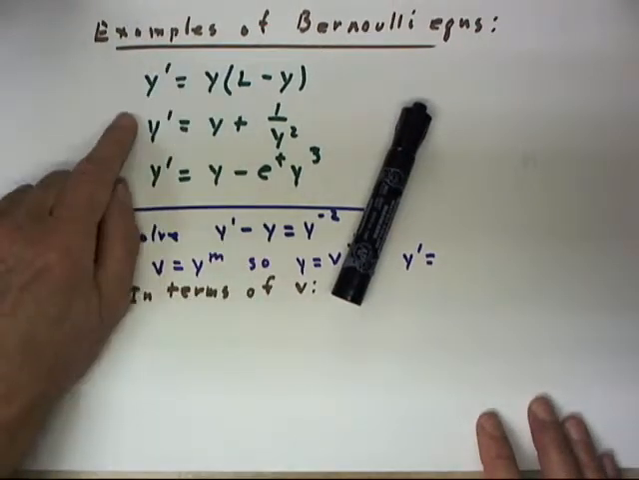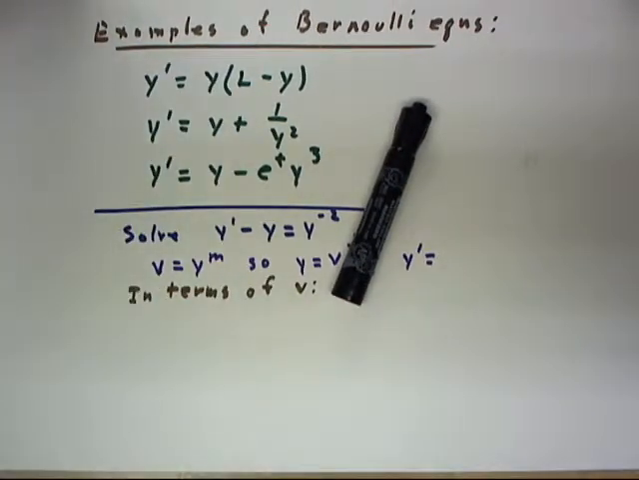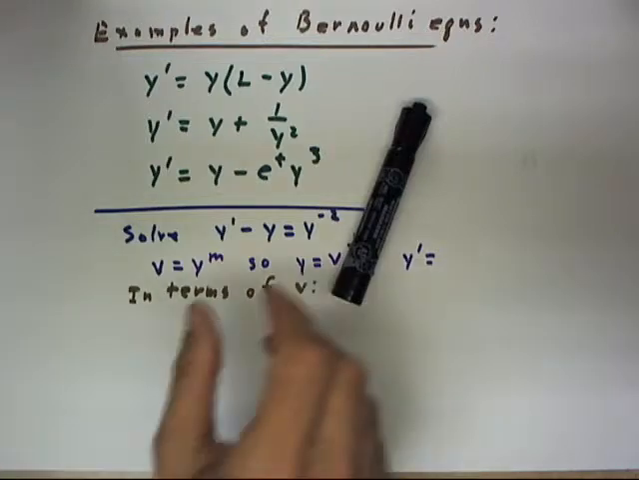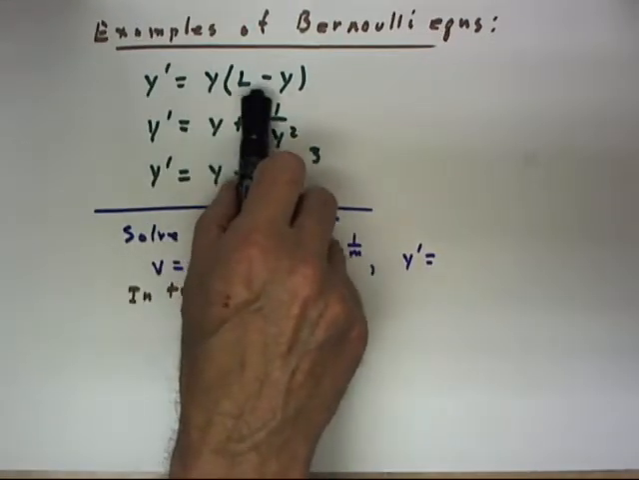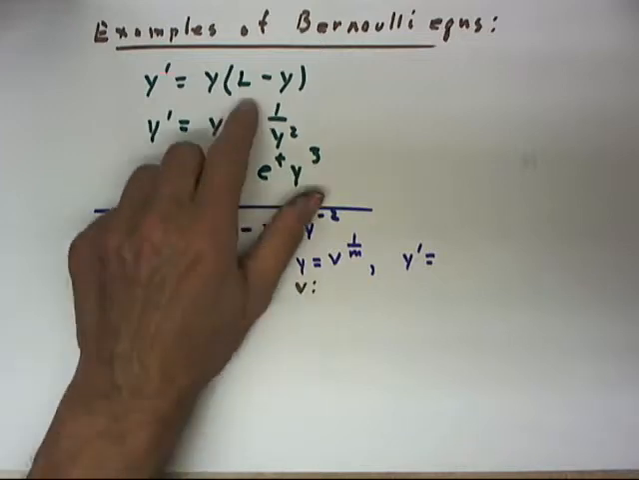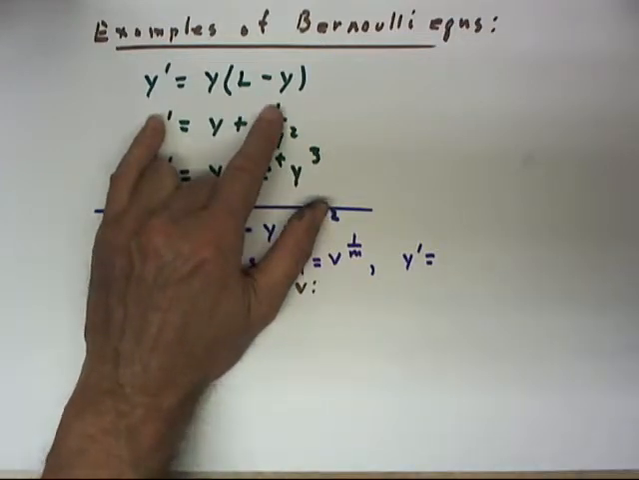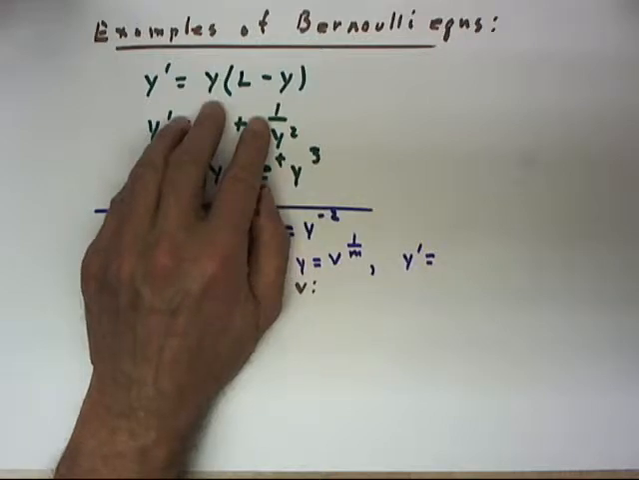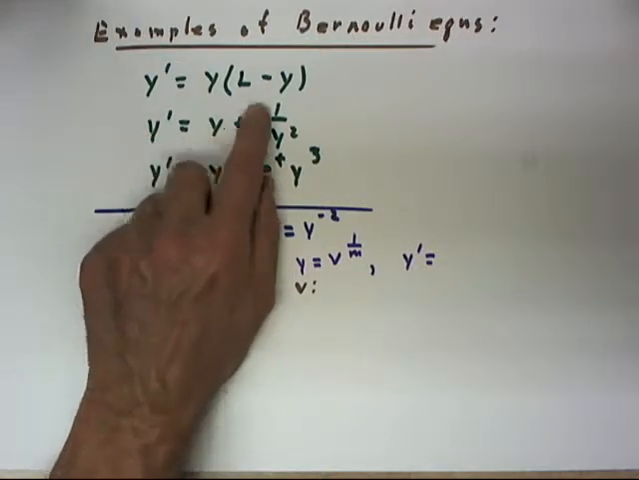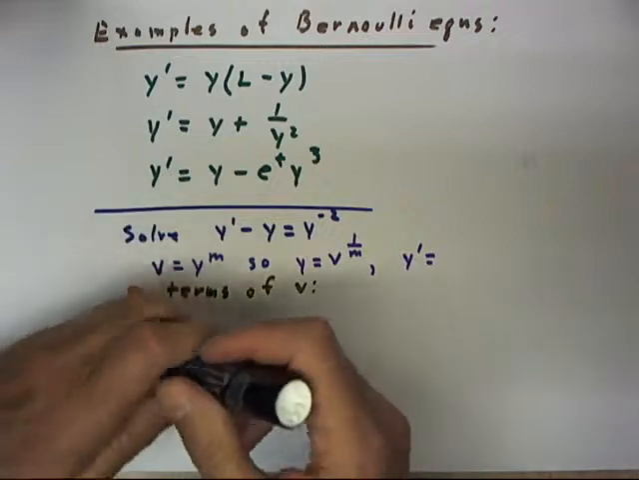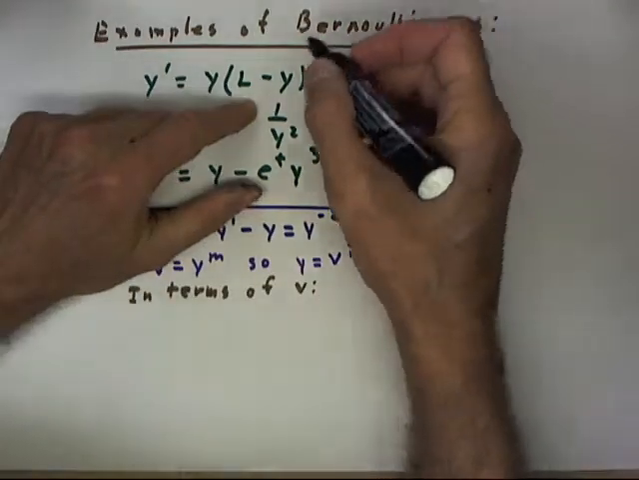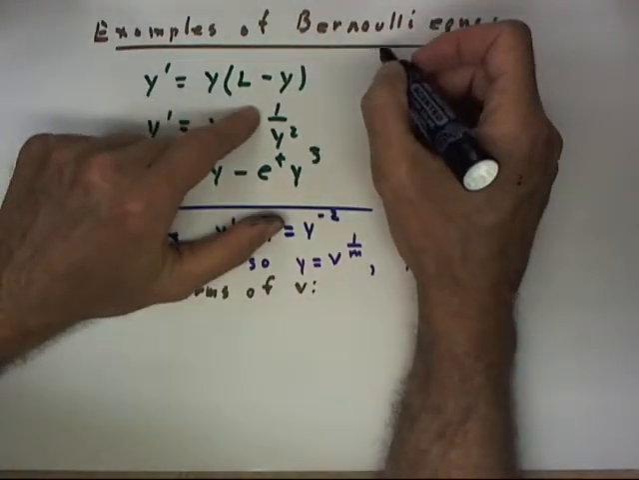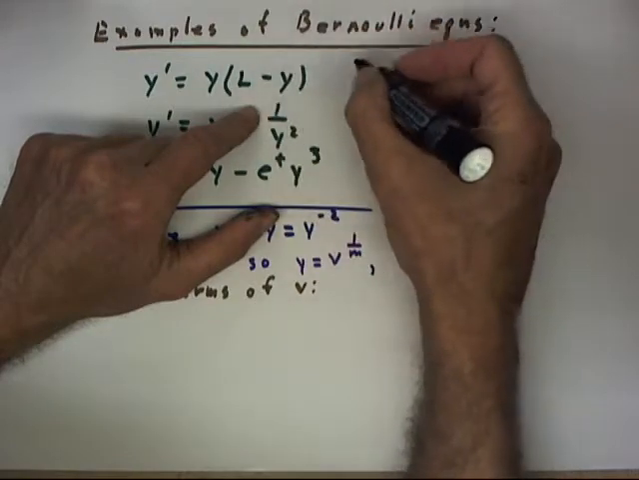We consider some examples of Bernoulli equations. This first equation, y prime equals y times L minus y. Now I'll note that this is very similar to some equations we're going to be working with very soon, and this is actually a separable equation, so you don't need to treat it as a Bernoulli equation. But to illustrate the Bernoulli equation, let's go ahead and write this out.